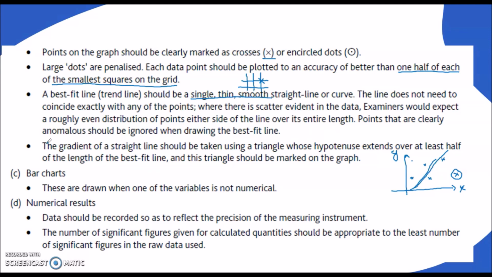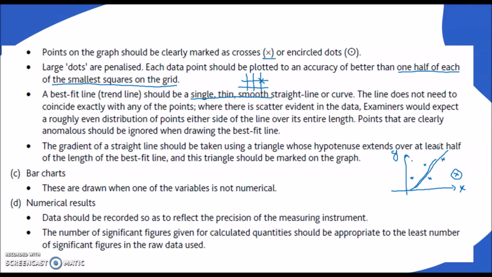Okay, next one, last one. The gradient of a straight line should be taken using a triangle whose hypotenuse extends over at least 1/2 of the length of the best fit line. And this triangle should be marked on the graph. It is a normal thing when they ask you to use the graph to calculate the gradient.